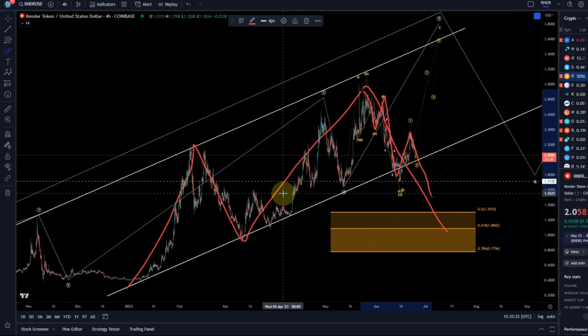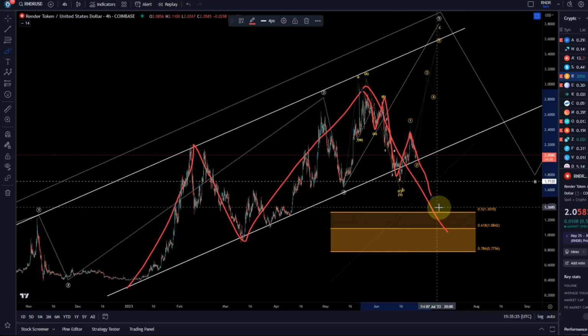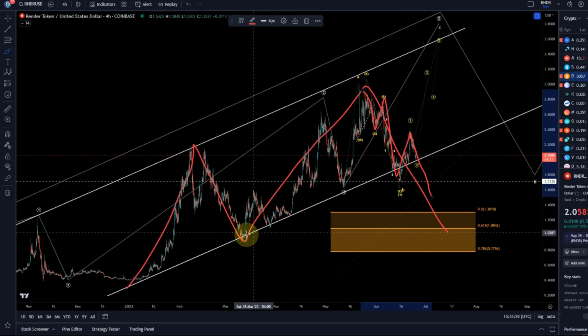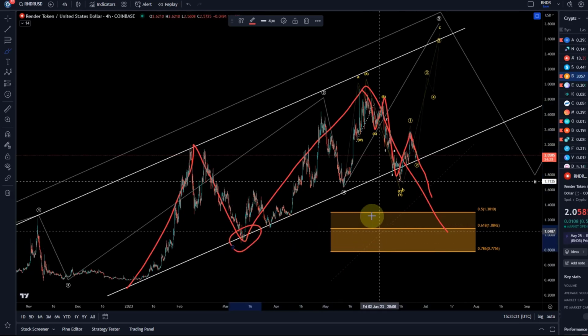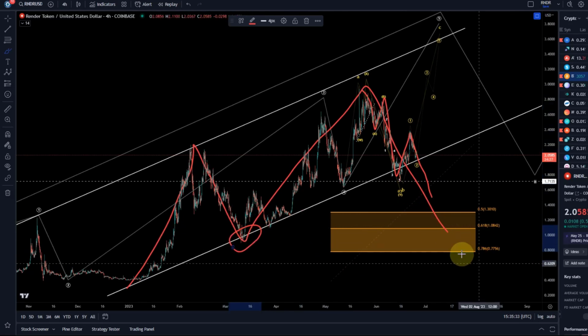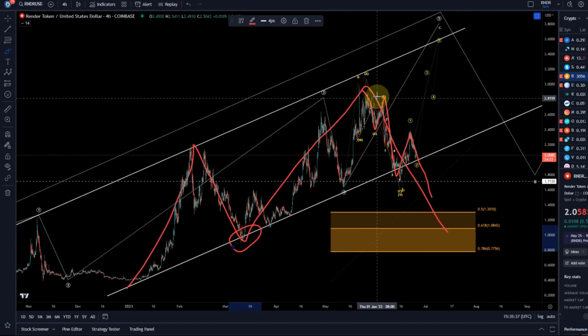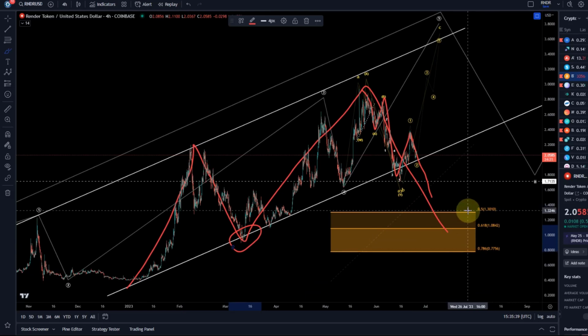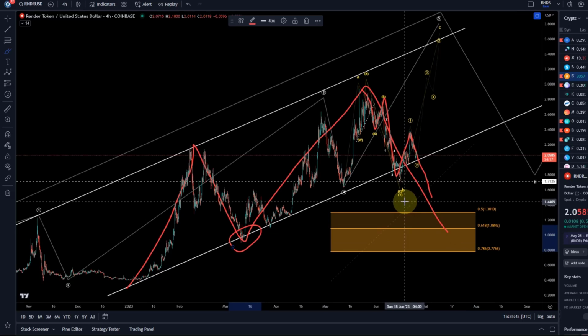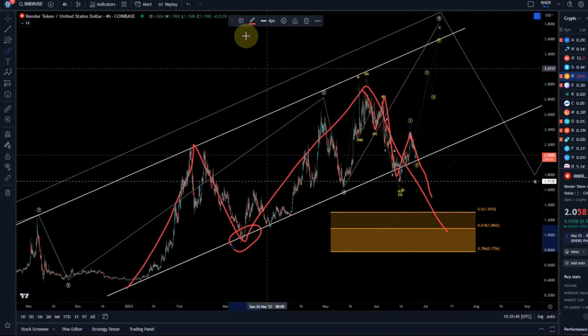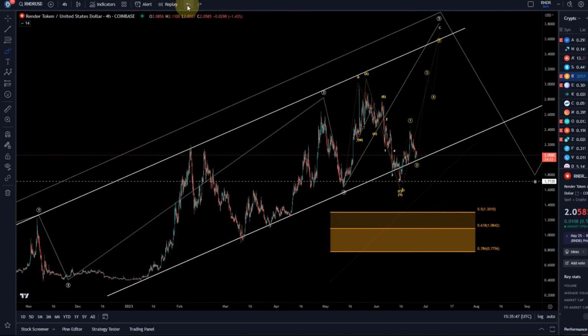And then we just have to look at, okay, is it an expanded flat or a running flat? That doesn't make it easier. In a running flat, the C wave would end above the A wave low, and in an expanded flat, it would end below. So we have a support area for this pullback in an A, B, C structure of wave 2, a pullback area between 130 and 77 cents, but this would only get active if price breaks below 171. So these are at the moment the two bullish scenarios.